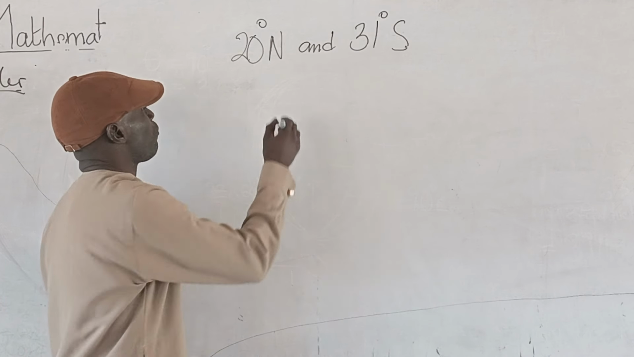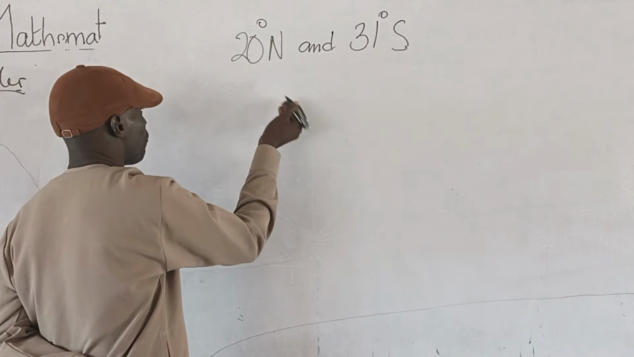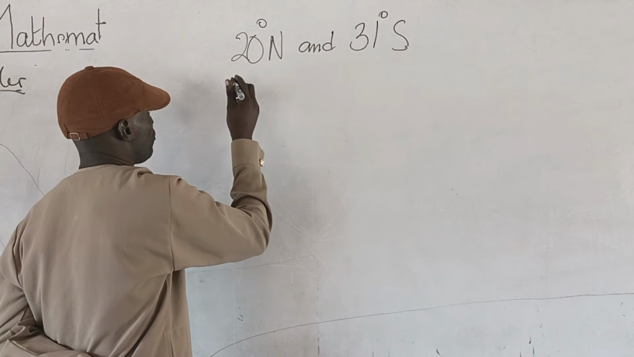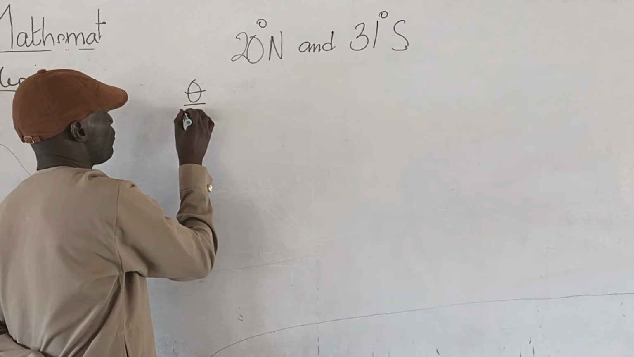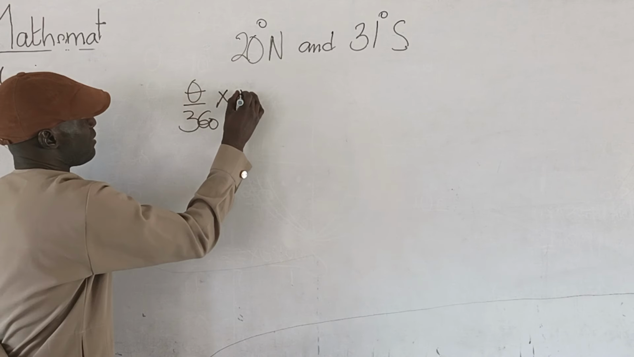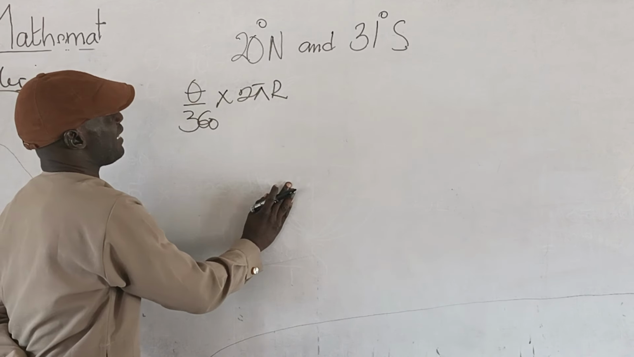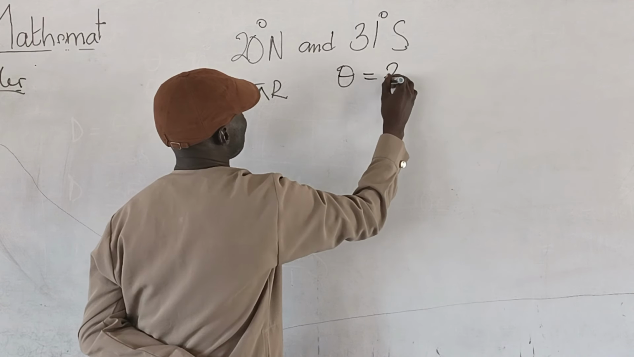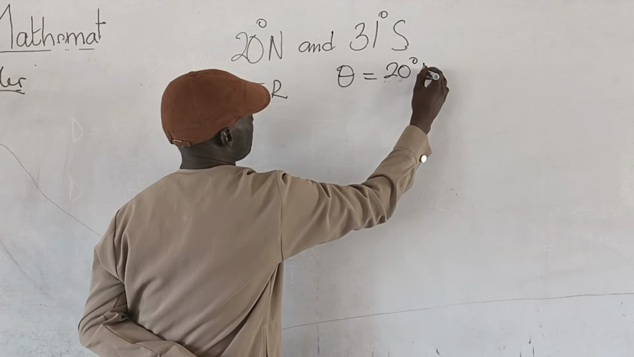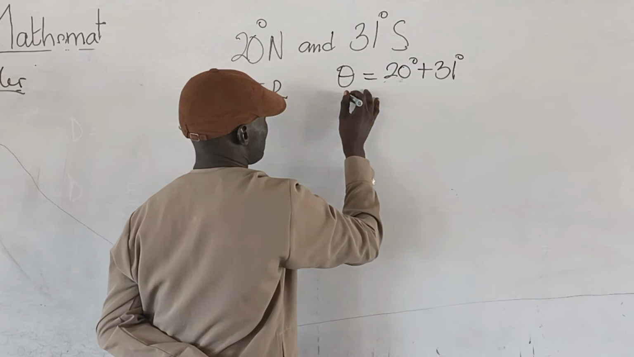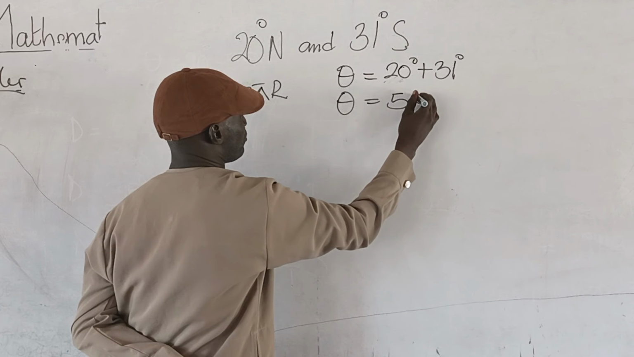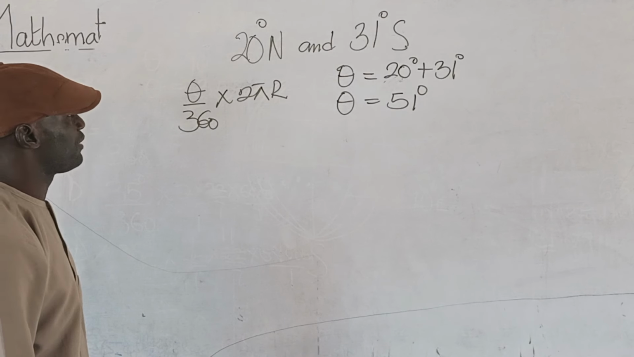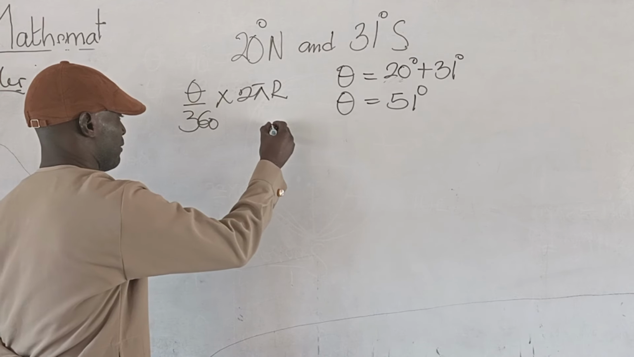What we need first is the formula to apply, because the question says find the great circle distance. So our formula is theta over 360 times 2 pi R. And the operation we are to apply, don't forget, is adding 20 degrees plus 31 degrees, so that the total angle will now be 51 degrees. The next thing to do is to sketch the diagram.